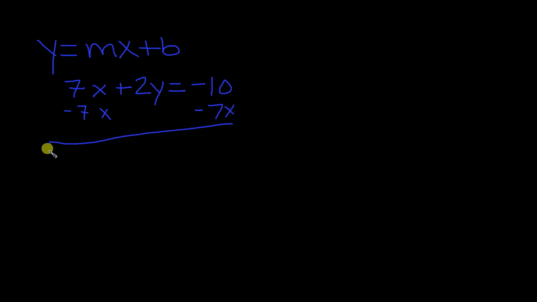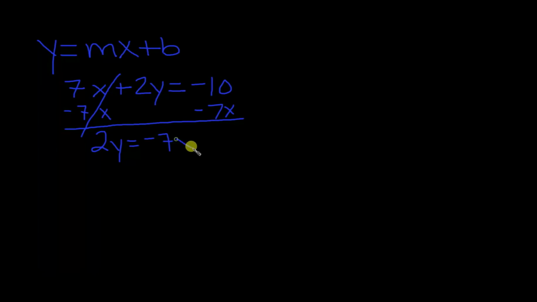If we subtract these 7x from both sides, these will cross out. And on the left side of the equation, you are left with 2y. And on the right side, you're left with negative 7x minus 10. Now, I put the negative 7x first because we need to keep this aligned with our mx plus b. Even though we subtracted it, it would read negative 10 minus 7x. I just like to make life easy.